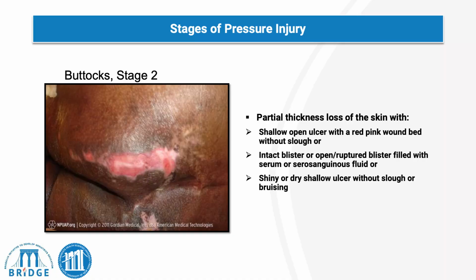This is a picture of a stage 2 buttocks pressure injury. It is characterized by partial thickness loss of the skin with a shallow open ulcer with a red-pink wound bed without slough. A stage 2 buttocks ulcer may also be characterized by an intact blister or an open ruptured blister filled with serum or serosanguinous fluid. And finally, a partial thickness loss of the skin with a shiny or dry shallow ulcer without slough or bruising.